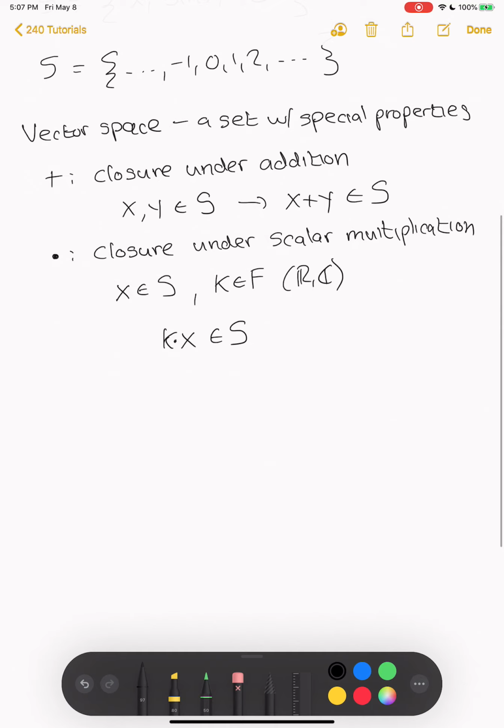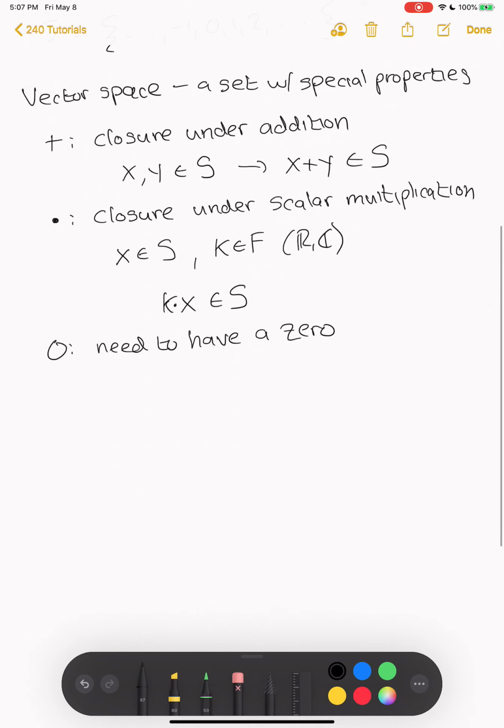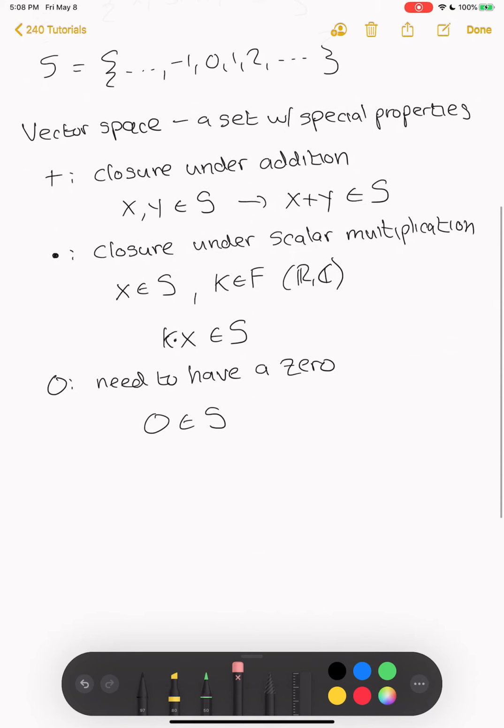And finally, you need to have a 0. So that means that whatever your notion of 0 is, based on what your set is comprised of, you have to have that within your set as well. So if we're working with vectors, for instance, you need the vector 0, 0 in there for you to have a vector space. And we'll see why in a little bit, but this is definitely one of the more important and often overlooked pieces of a vector space.